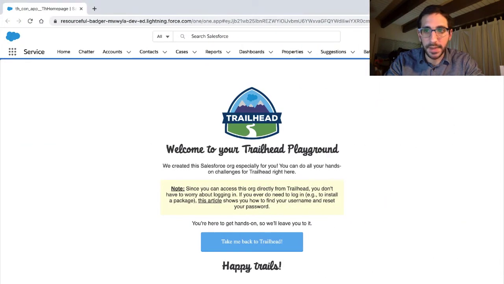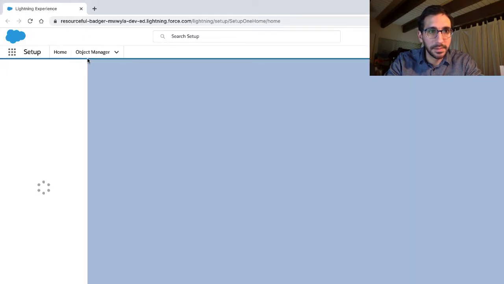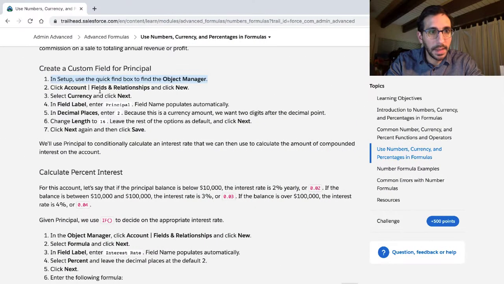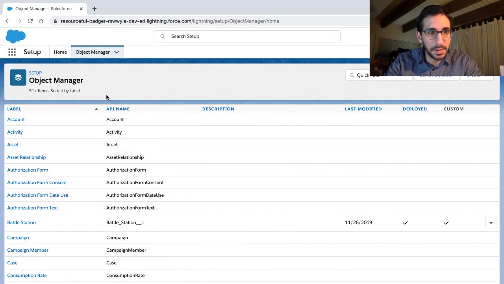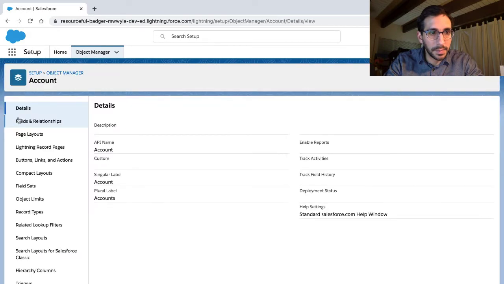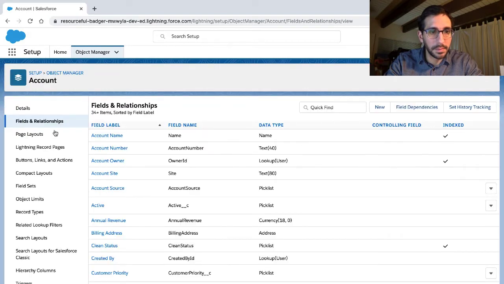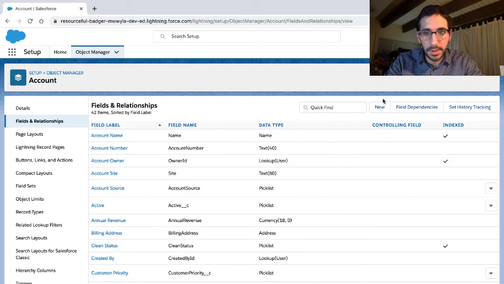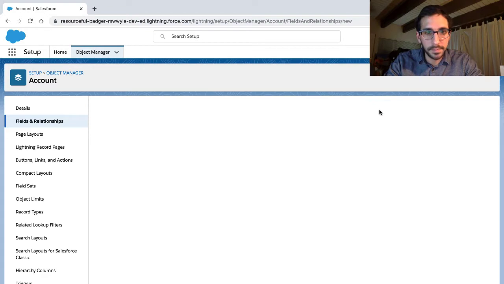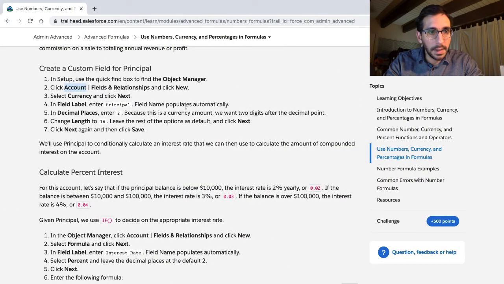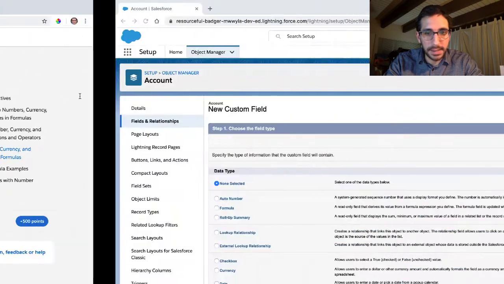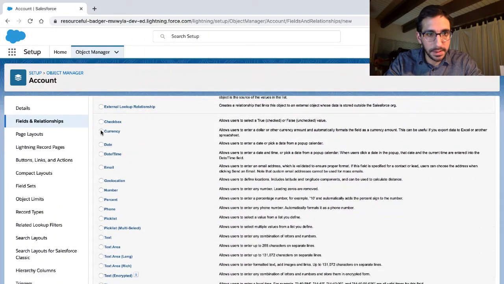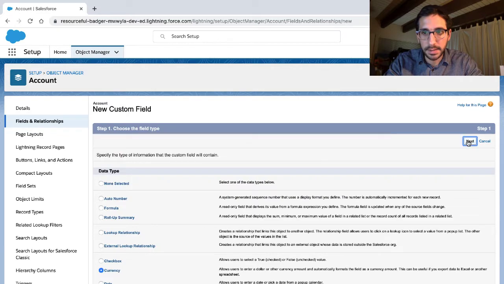There's a couple of ways of doing that, but we just click on it. Click account, fields, and relationships, and new. Is price in here? No. New. Select currency and click next. Currency. Click next.